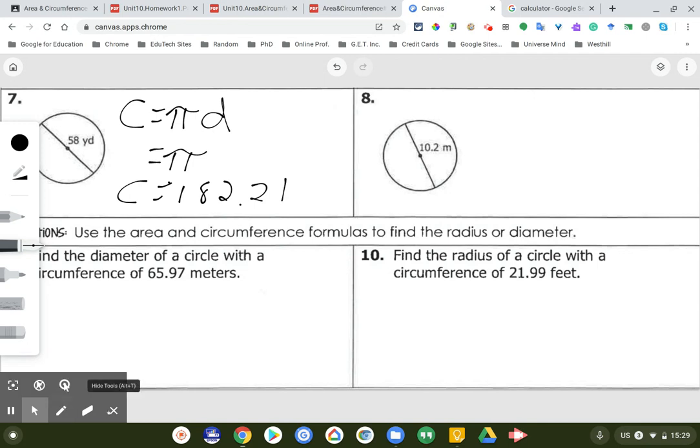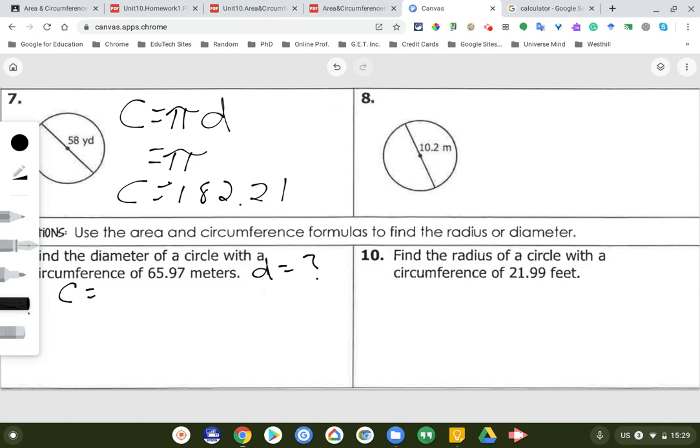Okay, for this one, we have: find the diameter of a circle with a circumference of 65.97. So now we need to find D, we don't know D, so we're going to put D is question mark. Circumference is, so they tell us, 65.97. We also know the equation for the circumference is pi times d. So let's do this. We're going to put in 65.97 as our circumference. We're going to get it away from there.